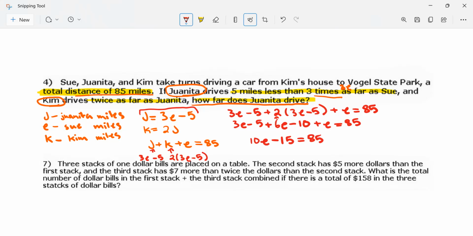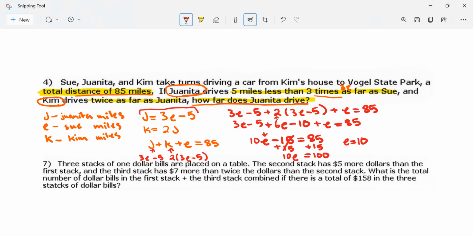Now we're going to try to isolate the variable. And what that means is we're just going to try to get this E by itself. So to do that, we're going to cancel out 15 by adding it to both sides, because the opposite of subtraction is addition. So we cancel out this, and 85 plus 15 is 100 equals 10E. Now we divide both sides by 10 and we get E equals 10.